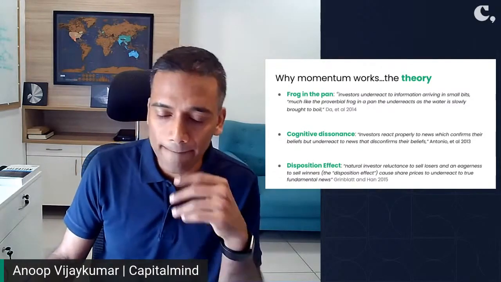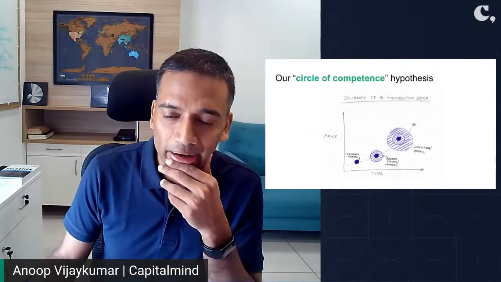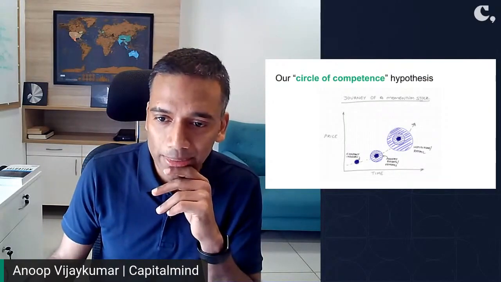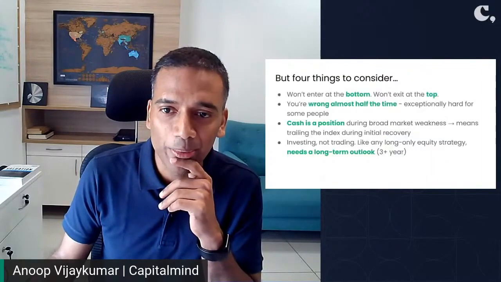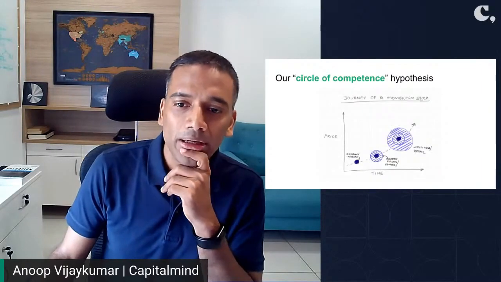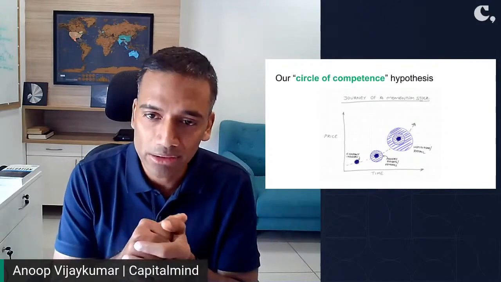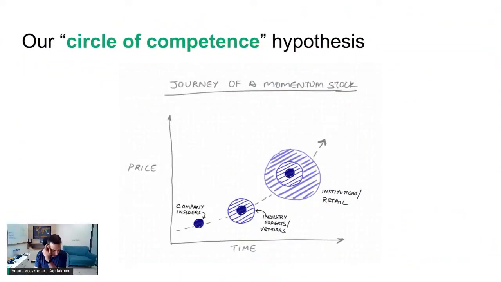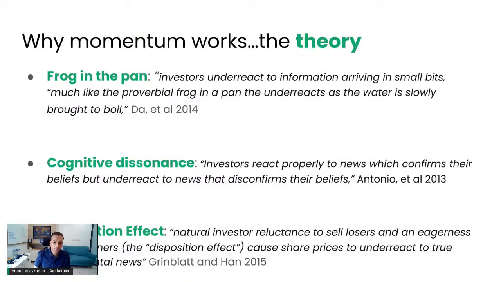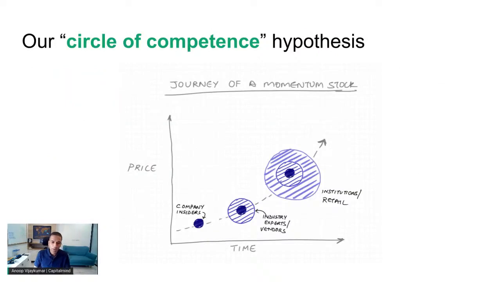So this is the theory, but we have our own little hypothesis about why momentum works. I'll call it the circle of competence hypothesis. This is a crudely drawn diagram, but basically, x-axis is time, y-axis is price. So if you were to think of a chart of a company that's going up, you would have, let's say, a company that's not done much for a long time, and the stock price has been languishing, but now they're trying to do some cool things.